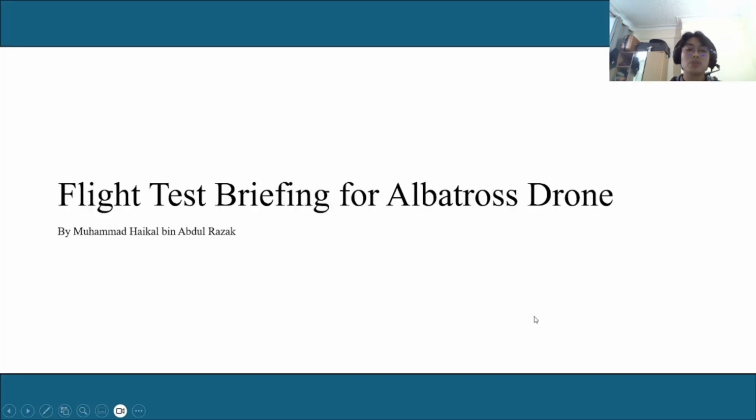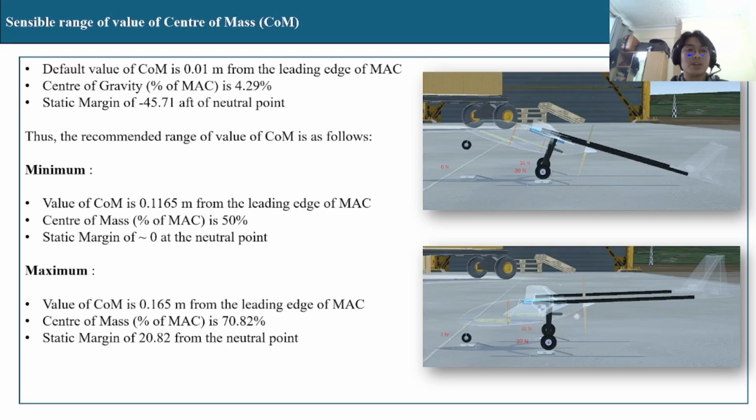So today I'm going to talk about the flight test briefing for Albatros drone. For the first slide, I'm going to talk about the sensible range of value of center of mass. The default value of center of mass is 0.01 meter from the leading edge of MSE, but there is the recommended range of value of center of mass, and it is as follows.